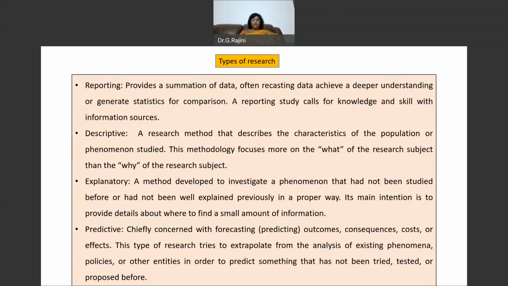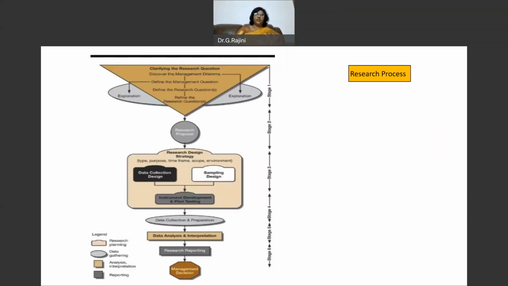This type of research actually tries to extrapolate from the analysis of the existing phenomenon, policies or other entities in order to predict something that has not been tried or tested or proposed before. So we have a particular thing and we go in depth into it and we find out the cause and the effect of that particular phenomenon.